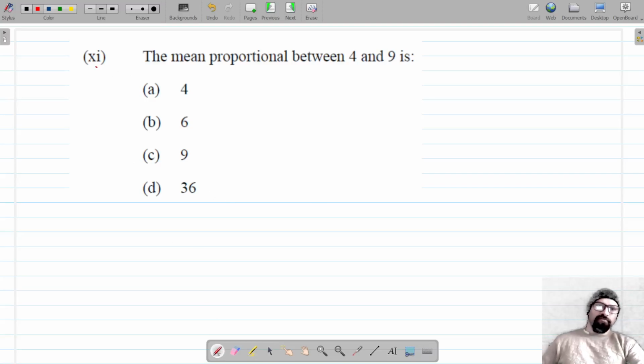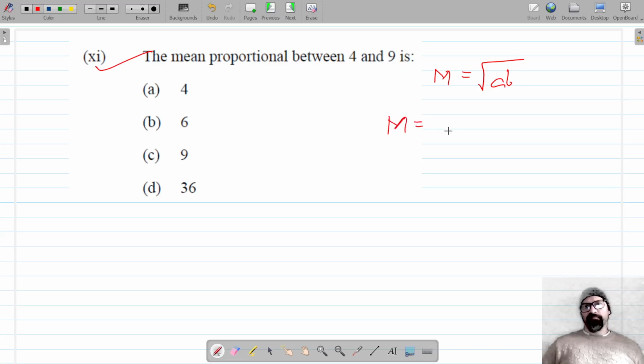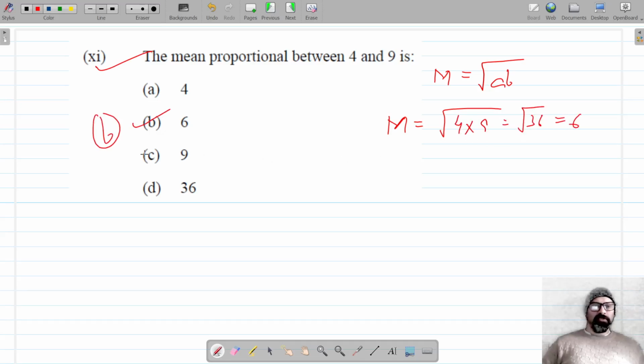Then we have to find the mean proportion between 4 and 9. Now if A and B are two numbers, the mean proportion between two numbers is given by the square root of the product. So here the mean proportion M is square root of 4 into 9, which is square root of 36. That is equal to 6. So B is the correct answer here.